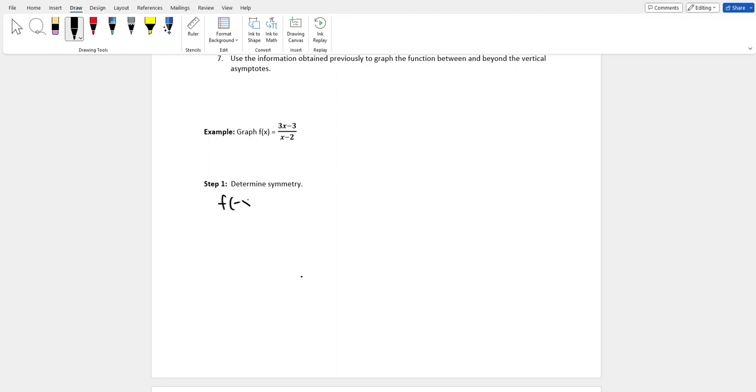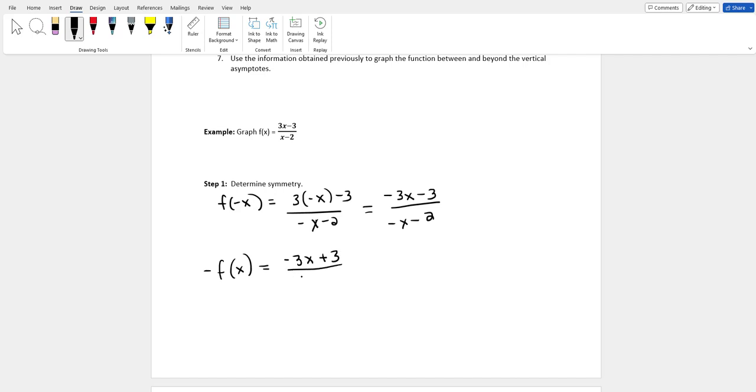So I want to calculate f of negative x, and I also want to calculate negative f of x. So let's calculate f of negative x. Whenever we see an x, I am going to plug in a negative x. So the function is f of x is equal to 3x minus 3 all over x minus 2. When I plug in negative x, I get negative 3x minus 3 all over negative x minus 2. Now let's calculate negative f of x. So that means change all of my signs in the original function.